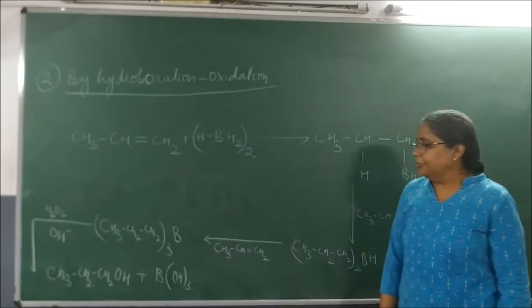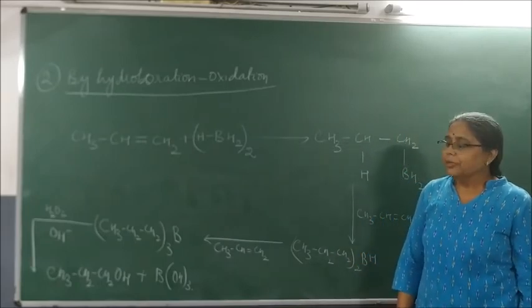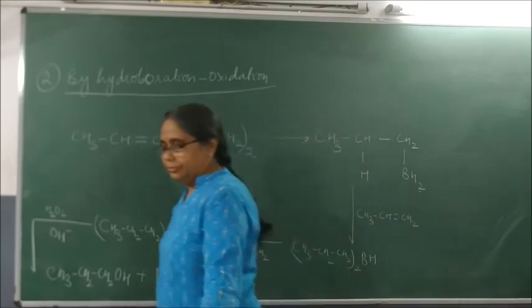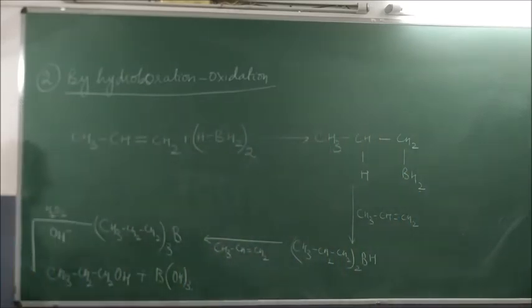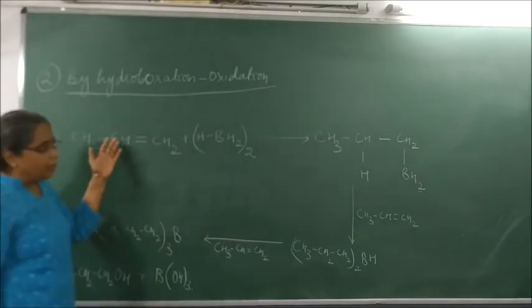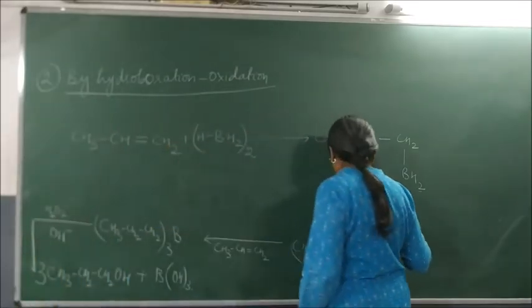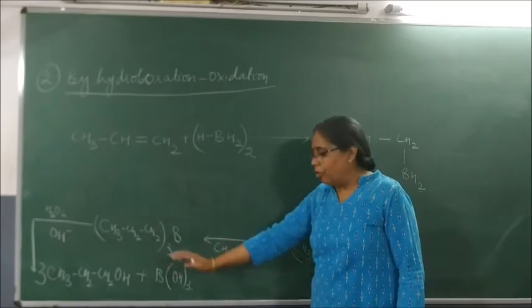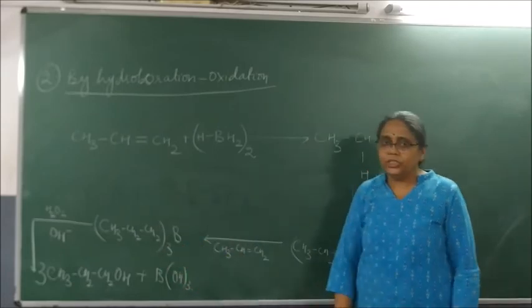Name of the compound? Propan-1-ol. What are the other two molecules of CH3CH2CH2? I have to balance this equation. At the end, how many molecules will I get? 3 molecules of this, because I have taken 1, 2, 3. So I will finally get 3 molecules of propanol and I will get B(OH)3.